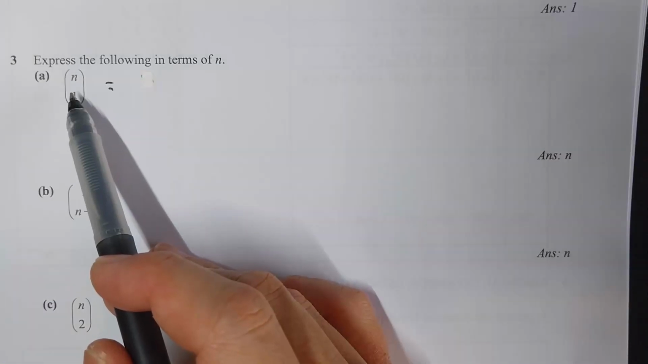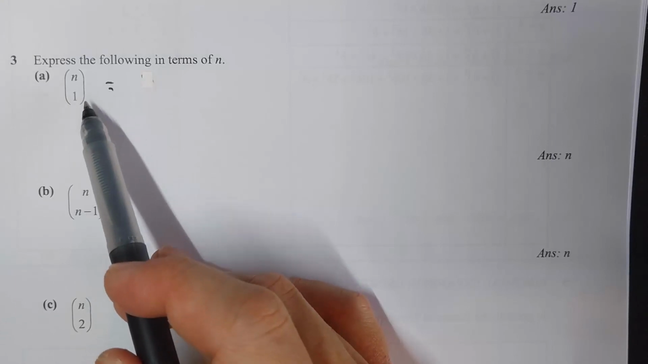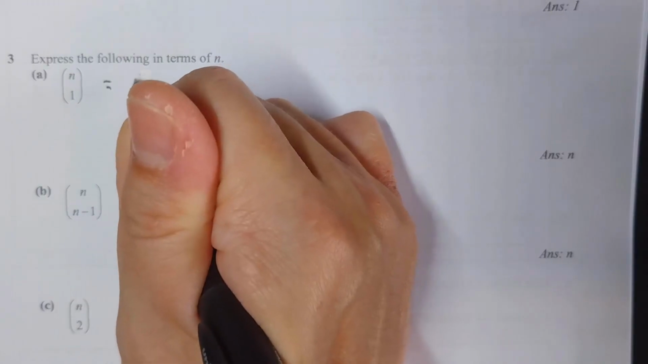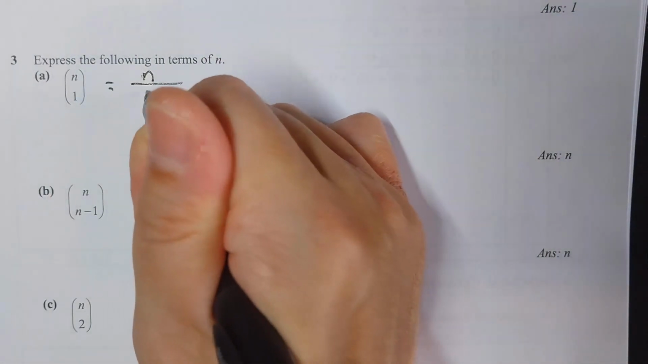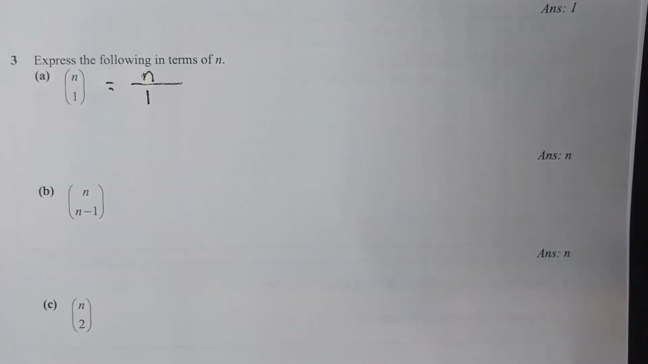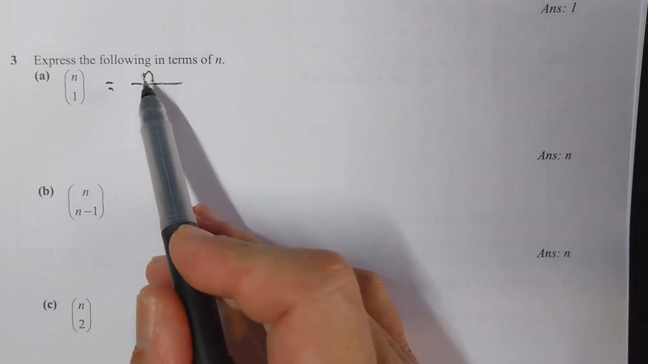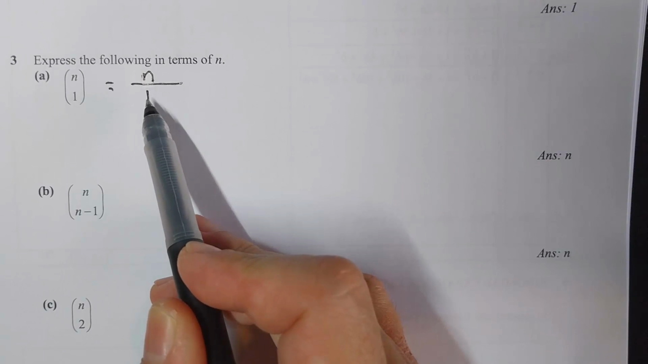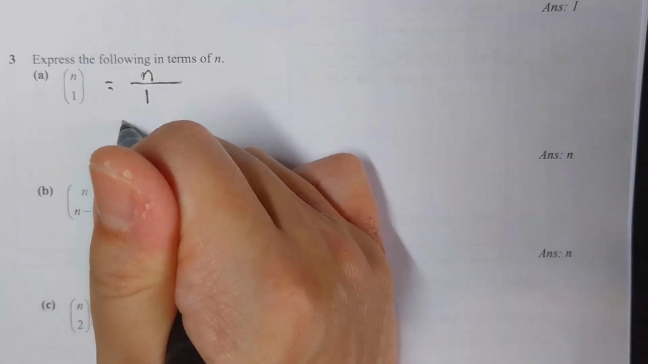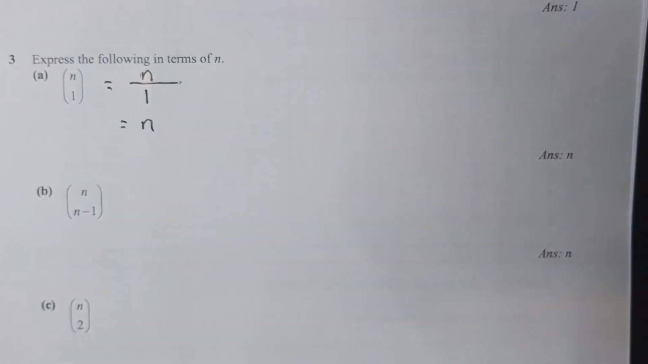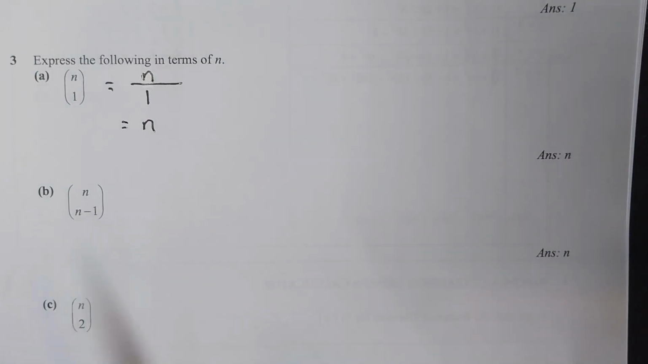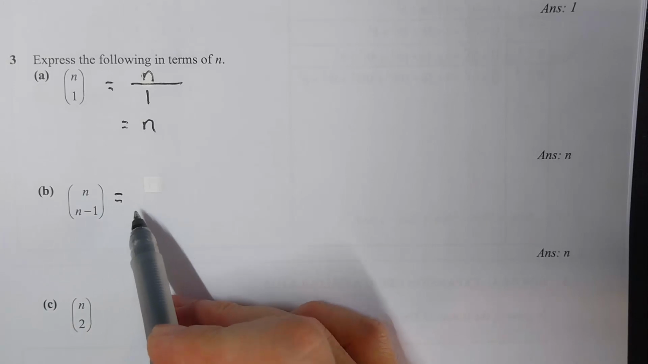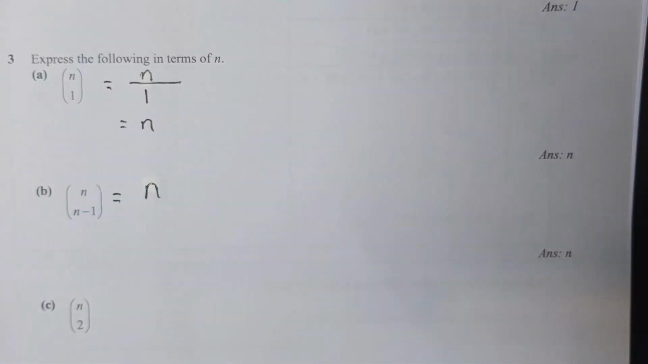Now let's express the following in terms of n. So what is n choose 1? So n choose 1 will simply be n over 1. So we will only do this once at the numerator and once at the denominator, and this will give us n. What about n choose n minus 1? So we will have n as well.